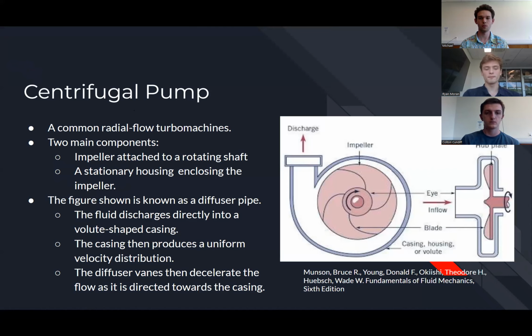encloses the impeller. The figure shown is known as a diffuser pipe, in which the fluid discharges directly into a volute-shaped casing. The casing then produces a uniform velocity distribution, and the diffuser vanes at the end then decelerate the flow as it is directed towards the casing. And this is all shown in the figure to the right.